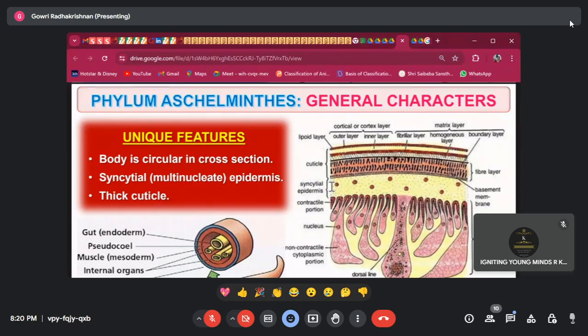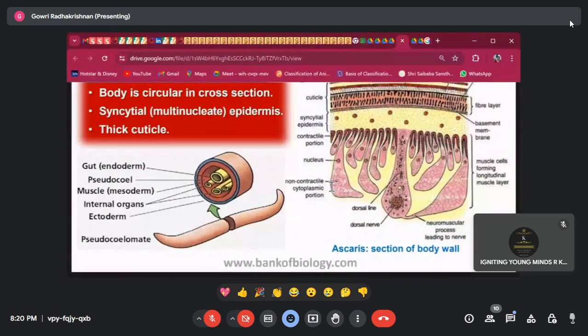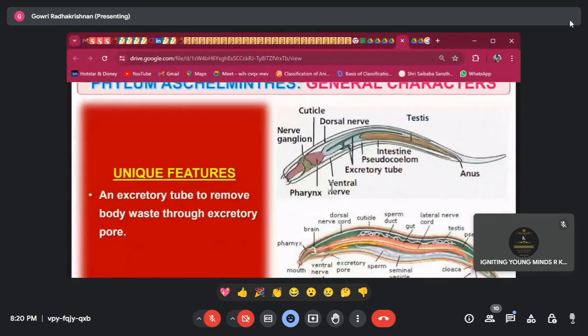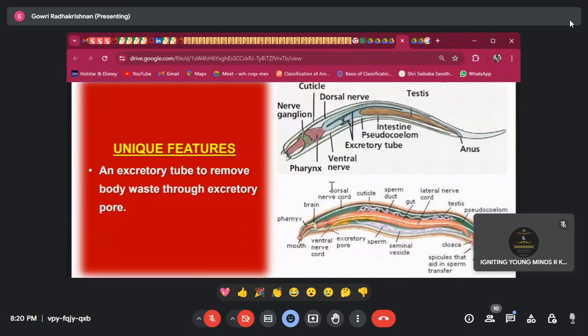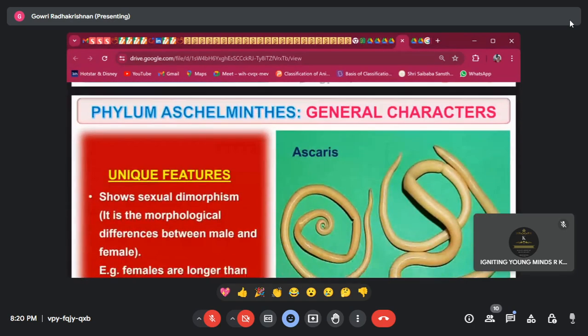The unique feature is body is circular in cross section. Syncytial, that is multinucleated epidermis, thick cuticle. These are some unique features. And an excretory tube to remove body waste through excretory pore. There will be an excretory pore, serves as an anus, and excretory tube, which uses the anus to excrete the waste.